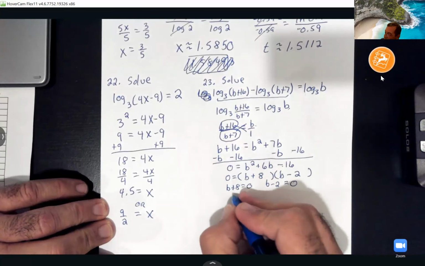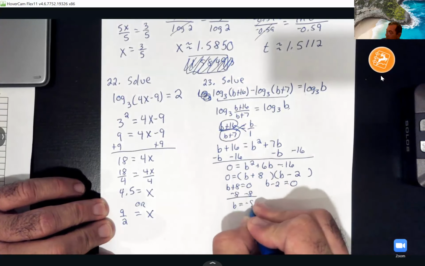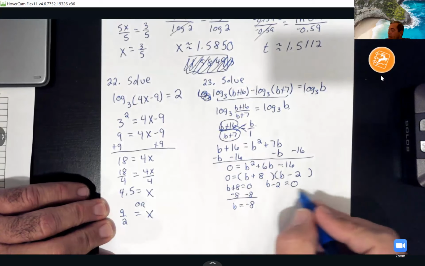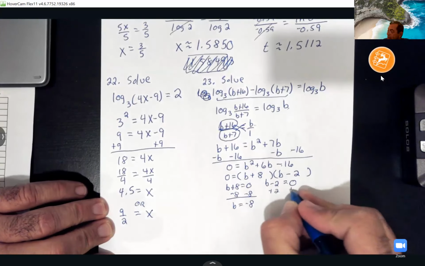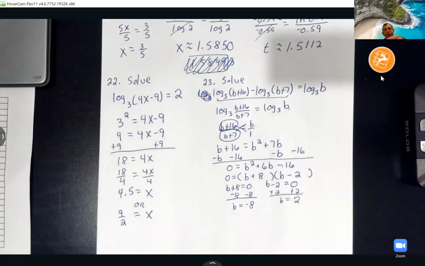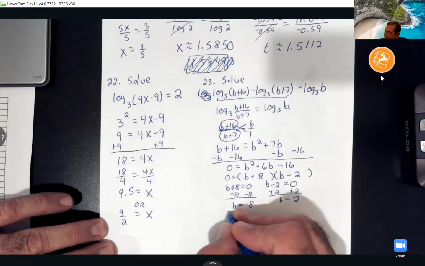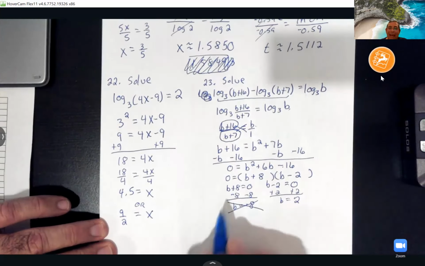So y'all, the first one, we're going to subtract 8 from both sides. And we get that negative 8. Second one, we'll add 2 to both sides and get b equals 2. So what are you putting in, Math Lab? Positive 2. Oh, good job. We cannot keep that negative answer.